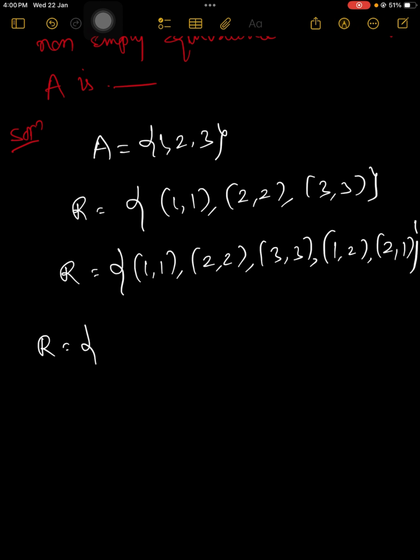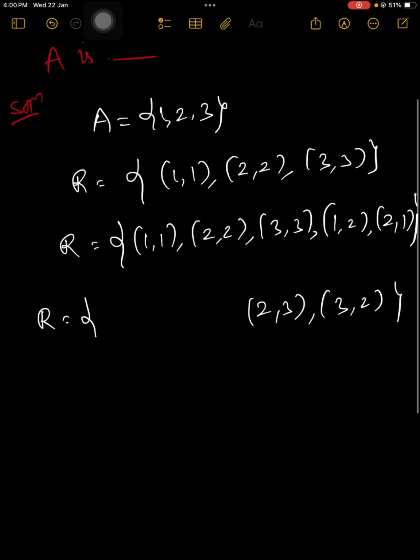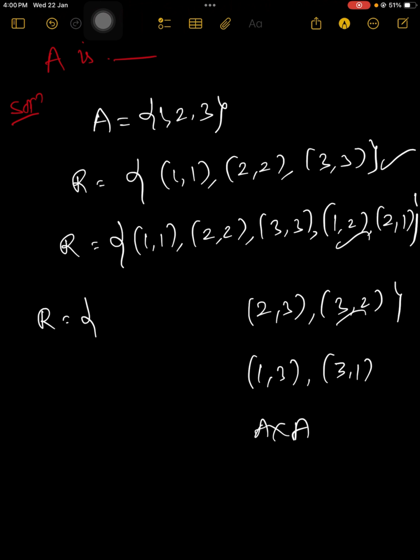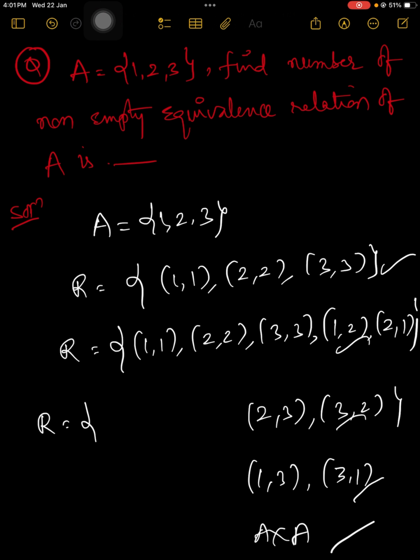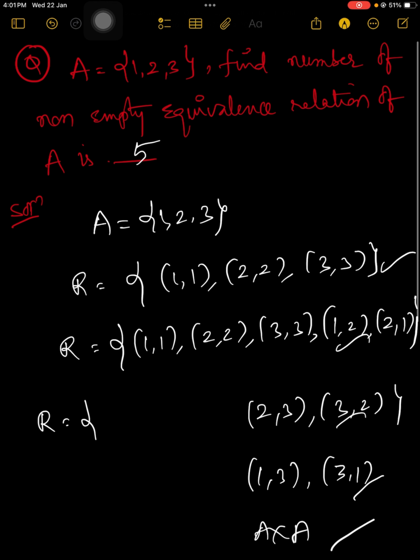Like next, in the next term, if I change (2,3), (3,2), then it will be one more equivalence relation, because (2,3), (3,2) are symmetric, (2,3), (3,2) means (2,2), and (3,2), (2,3) means (3,3), that is also an equivalence relation. Next, for suppose if I go with (1,3), (3,1), then it is also an equivalence relation. And finally A cross A, it is also an equivalence relation. So totally 1, 2, 3, 4, 5, so a total of 5 non-empty equivalence relations are possible. The answer is 5.